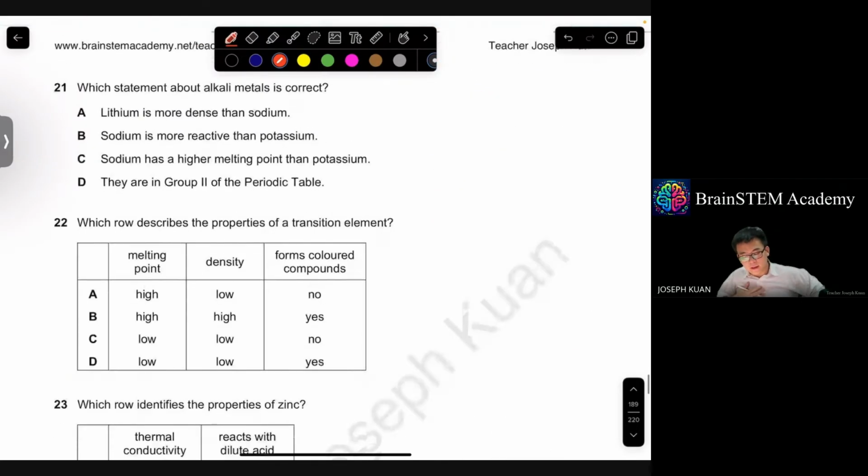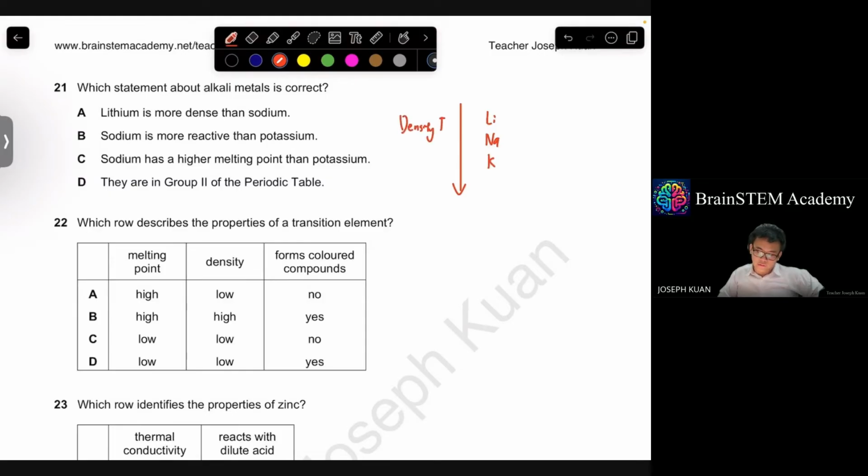Next, which statement about alkali metals is correct? So, first of all, going down, density increases, reactivity increases, melting point decreases.